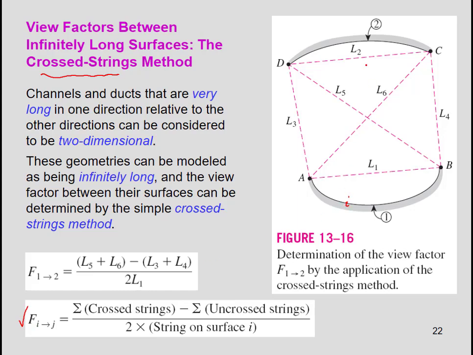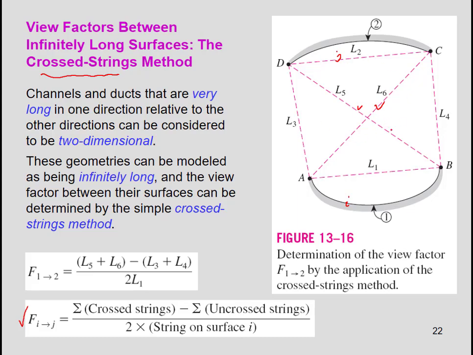Imagine this is surface I, this is surface J. So the view factor from surface I to J is equal to the summation of crossed strings minus the summation of uncrossed strings, divided by 2 times the string on surface I. What are the strings? The strings mean you should draw something like this. You should connect all of the points at the end of each surface to each other by these strings. Then find the crossed strings.